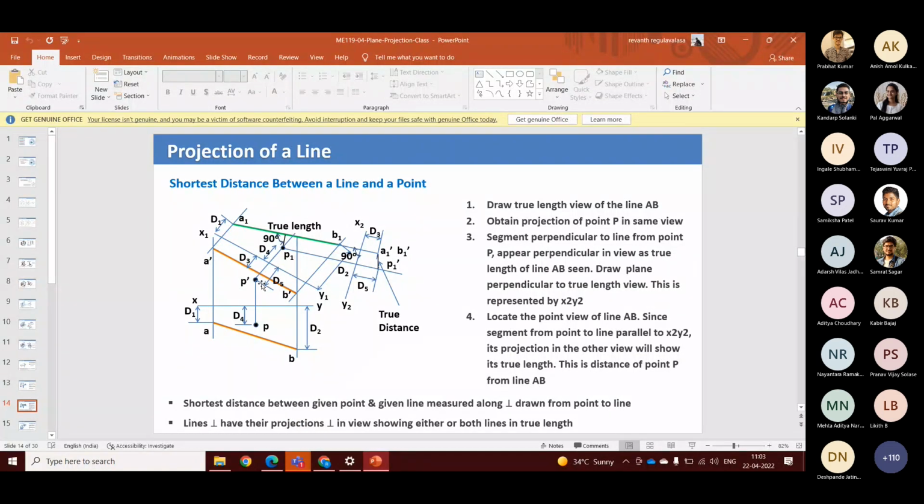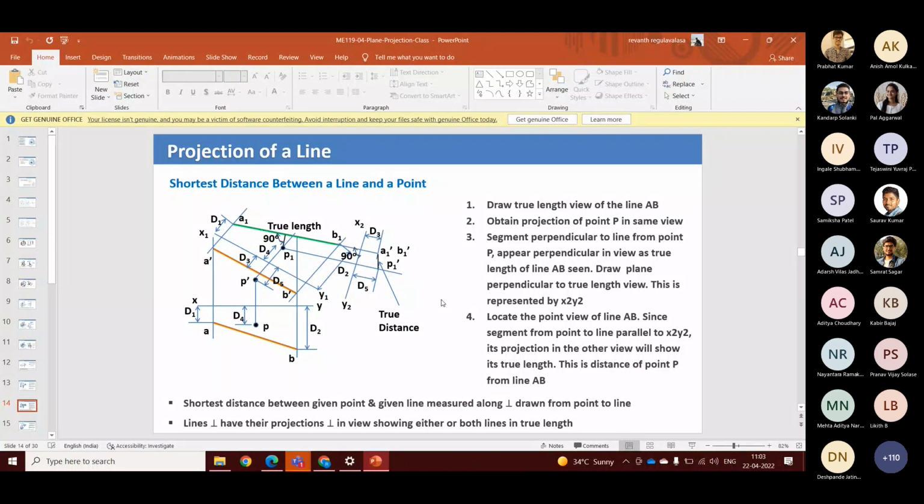When you bring the projections onto HP and VP, it is difficult to imagine where exactly the point is and where exactly the whole line AB is. That's why, using these auxiliary planes and projections, we try to convert the line AB into a point AB. This is the point AB. Accordingly, the point P is also projected, and then we'll measure the shortest distance.